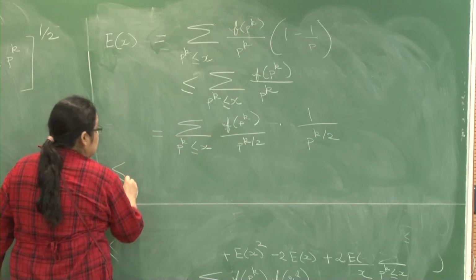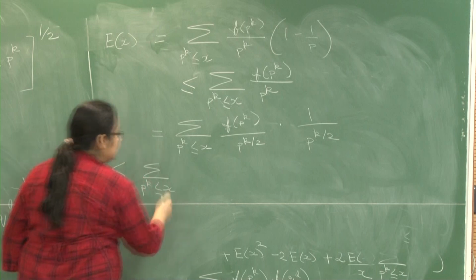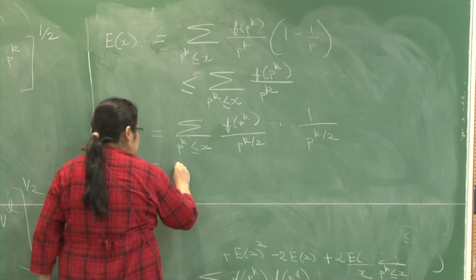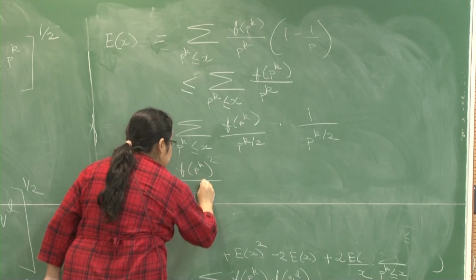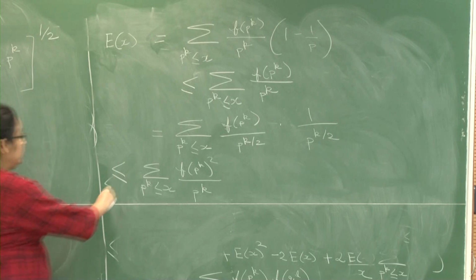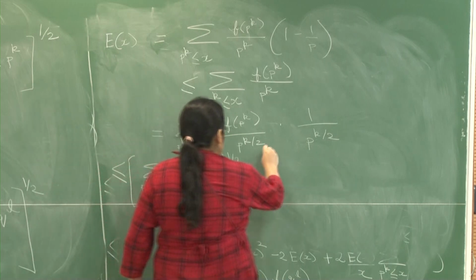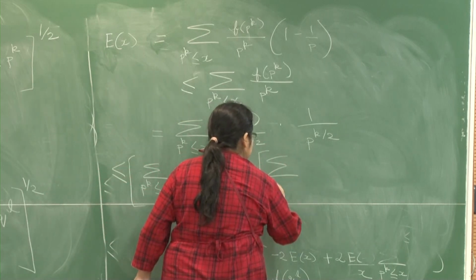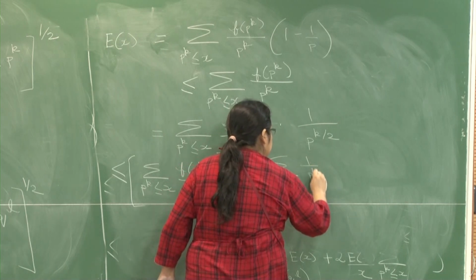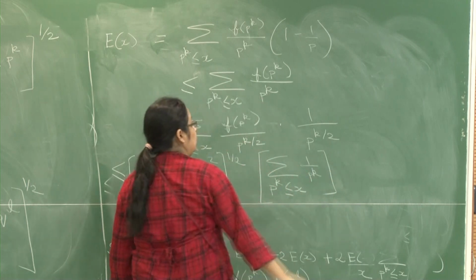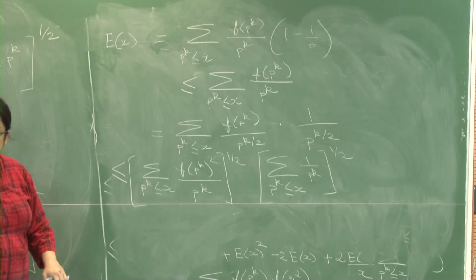So, this is less than or equal to the summation over p raised to the k less than or equal to x of f of p to the k whole square over p to the k, and the whole thing raised to the half, and then the other one is again the sum over p to the k less than or equal to x of 1 over p to the k, raised to the half. Again, this is just d of x.